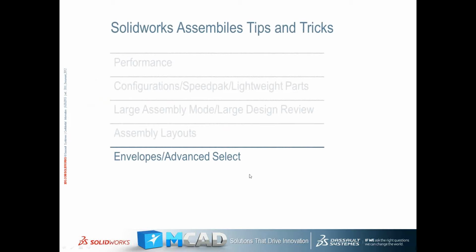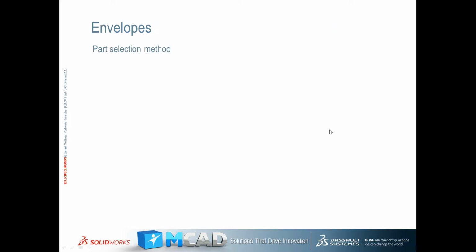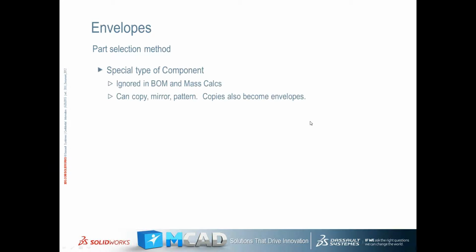All right, so the last section here is envelopes and advanced selection techniques. So let's take a look at that. Envelopes are great for part selection. It's a special type of component that's ignored in the BOM and also in mass calculations. You can copy them, you can mirror them, pattern them. Any of those copies also become envelopes.